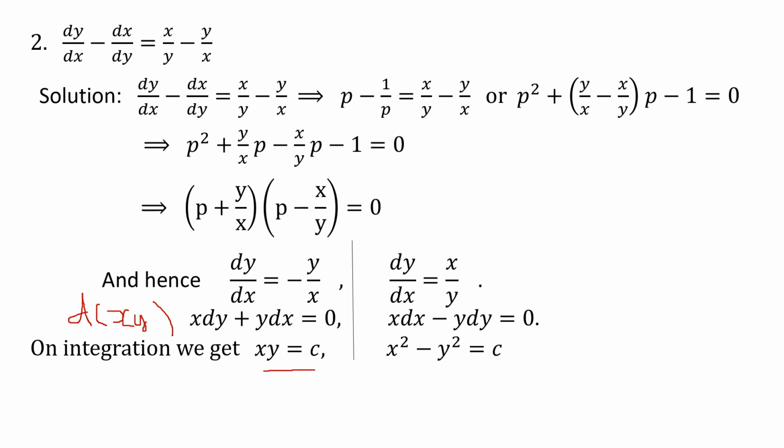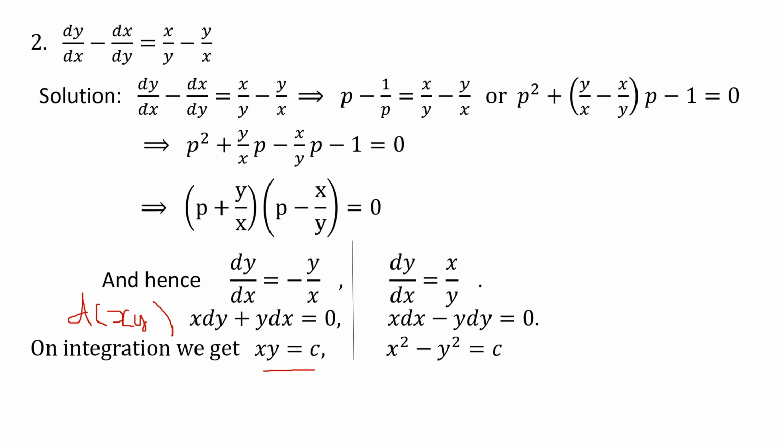So this is a variable separable, directly you can integrate. So x square by 2 minus y square by 2 is equal to c, or if you take multiple of 2 together on both sides, it will give x square minus y square equal to 2c, or we have written a constant c, capital C, or some new constant. So both sides we have the same constant.